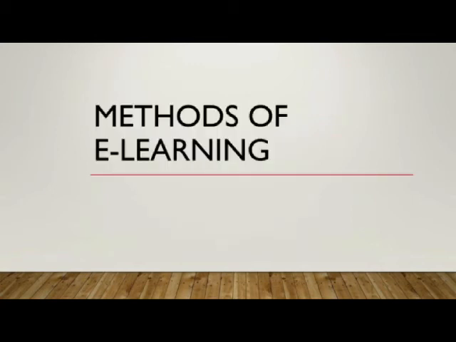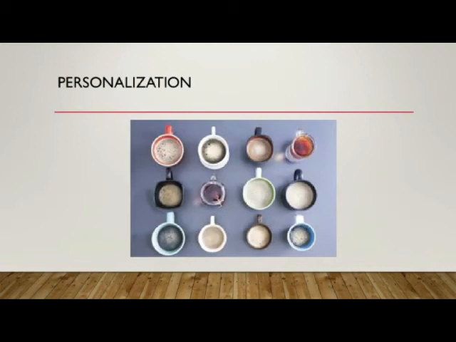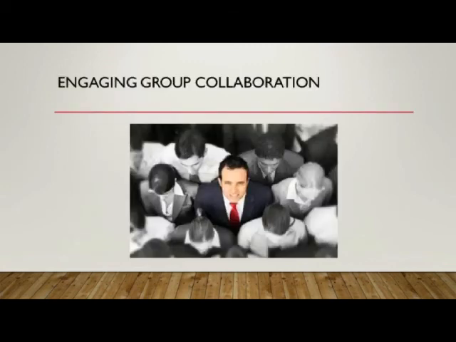And the next one is the methods of e-learning. First is learner-centered content. You must give your learners what is needed and the role and responsibility in his or her future professional life. The next one is personalization. Your topic must be customizable because you'll be engaging with different kinds of students and they have unique ways of thinking. The last one is strategy of e-learning. Engaging group collaboration. You must provide some group activities to your students in order for the learner to improve his or her relation to other learners.